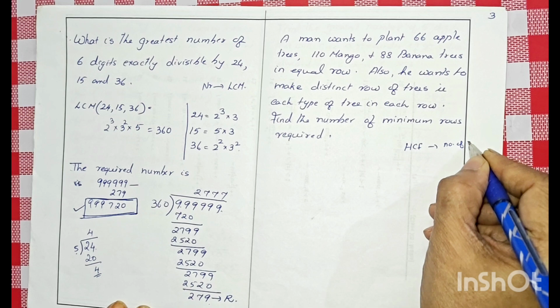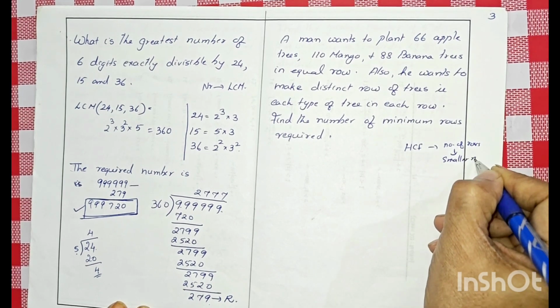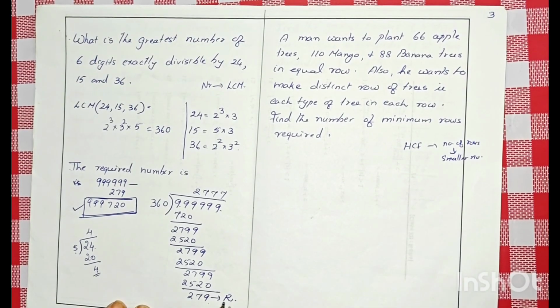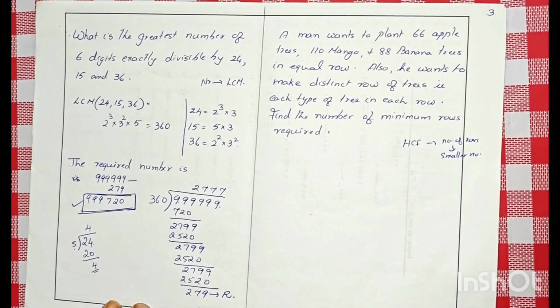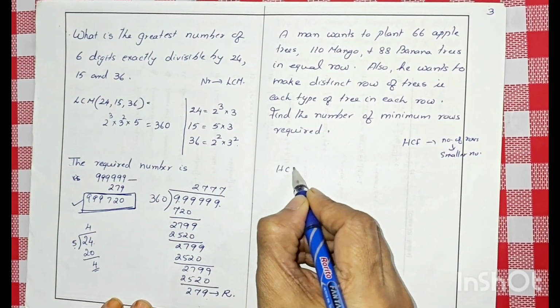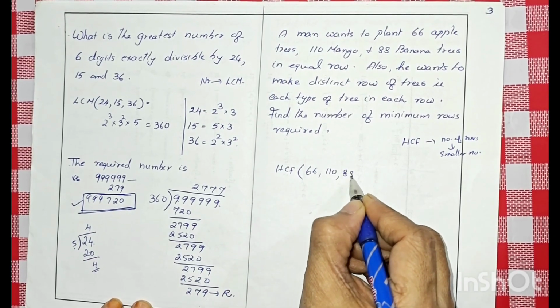Number of rows, smaller number. So you have to go for HCF. So now you slowly will understand how to identify whether it is HCF or LCM. Now we will find the HCF of 66, 110 and 88.